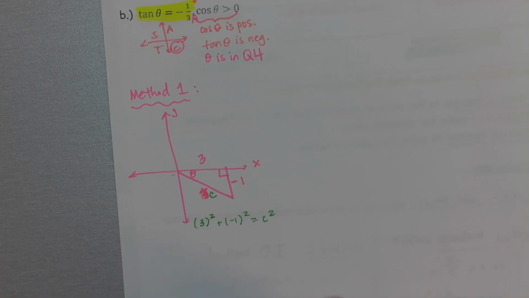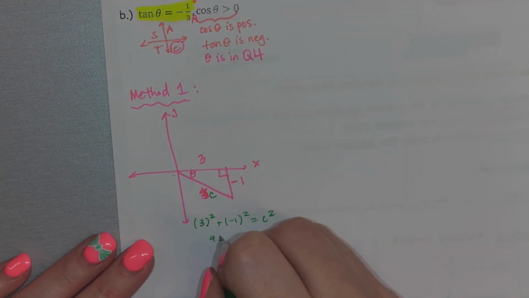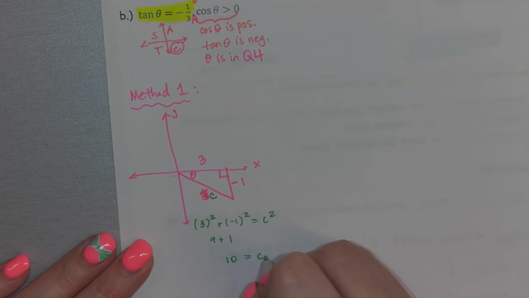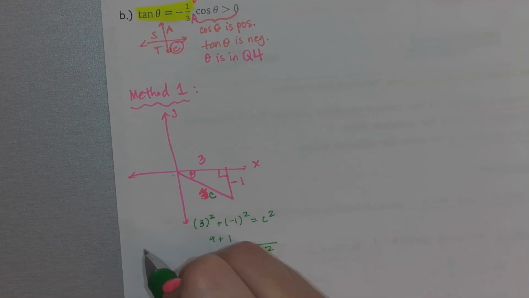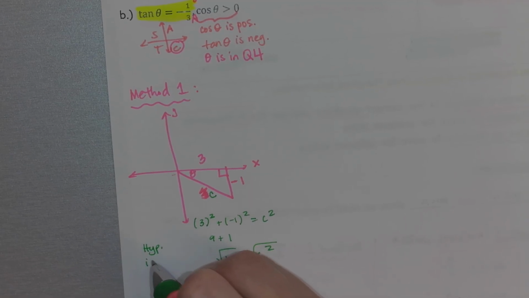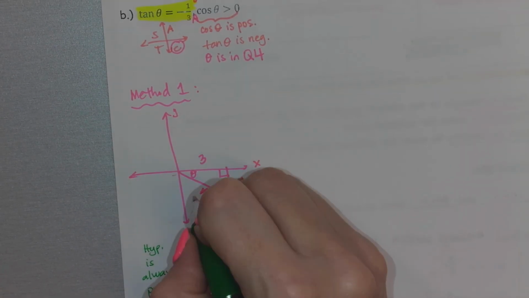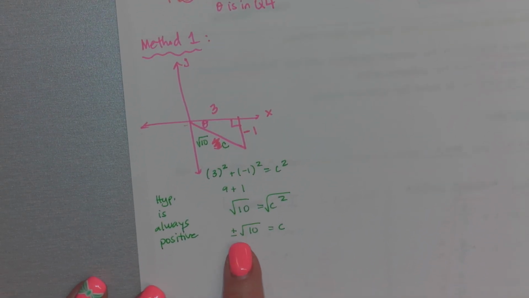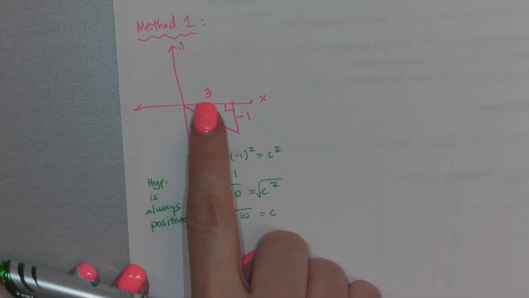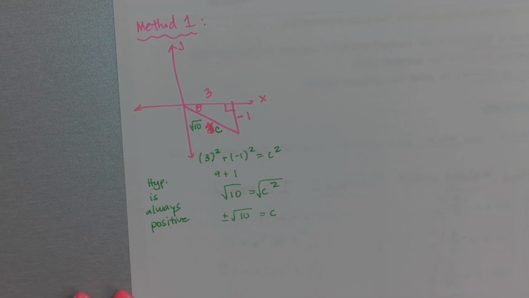All right, so then we have 9 plus 1, which is 10. And then we're going to take the square root. Okay, the hypotenuse is always positive. So anytime you do the square root and the plus or minus, this is going to be positive root 10. You only have to worry about the plus or minus if it is the x or the y, and then that's going to follow the quadrant symbol.